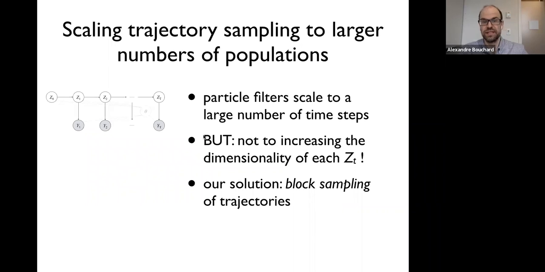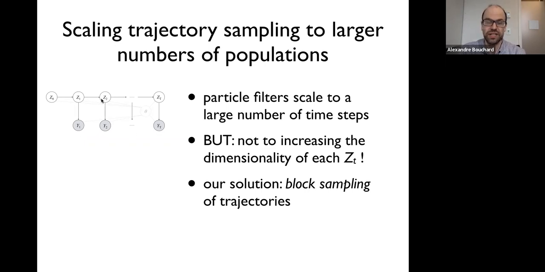Now, one thing is that we cannot use tools from the particle filter literature as is, because particle filters scale very well if the dimensionality of each of these Z_t is small. If it's one-dimensional or two-dimensional, that works really well. If you get to 10 or 20 dimensions, like some of our cases, this really gets to the case where vanilla SMC, sequential Monte Carlo, starts to degrade in performance.